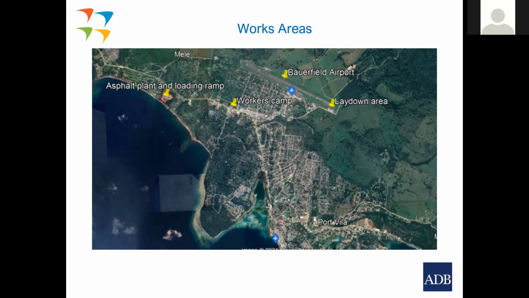So for each area, a site-specific plan would be required. You'd need one for the asphalt plant, one for the workers' camp, one for the laydown area, and one for the actual construction work. And altogether, this constitutes the CEMP, but you've got these site-specific ones for these different activities.